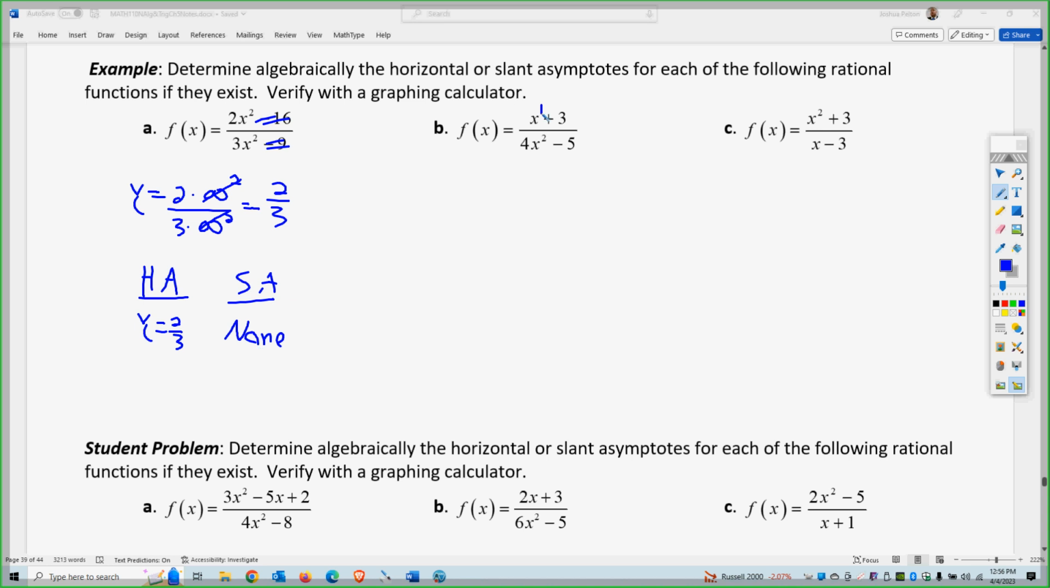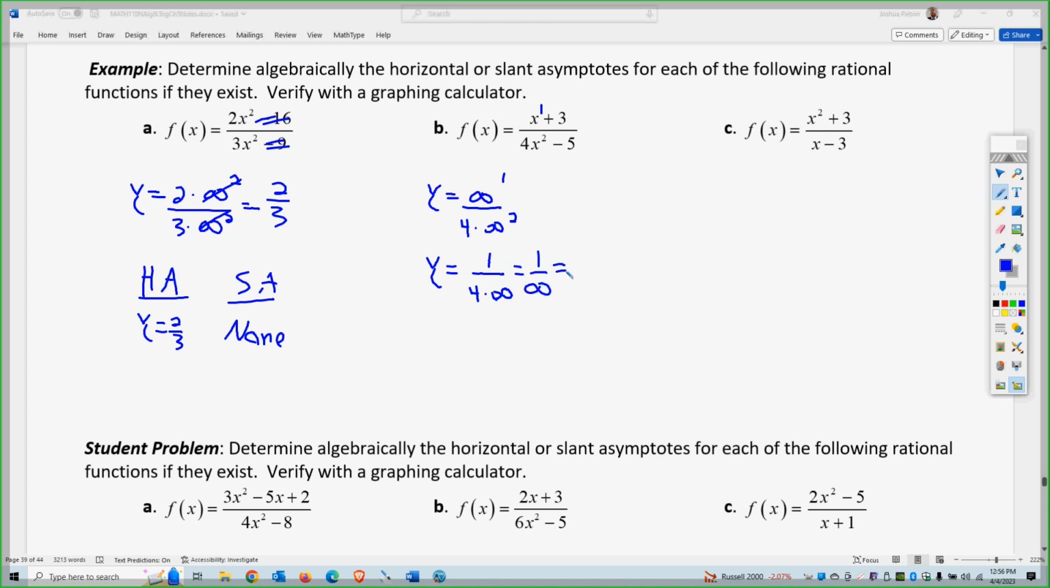Okay. So the next one, the bottom is bigger, right? Because it's the first power on the top, second power on the bottom. So that means you have a horizontal asymptote, correct? So y equals infinity to the first over 4 times infinity squared. So I get y equals 1 over 4 times infinity. Well, 4 times infinity isn't just infinity, right?